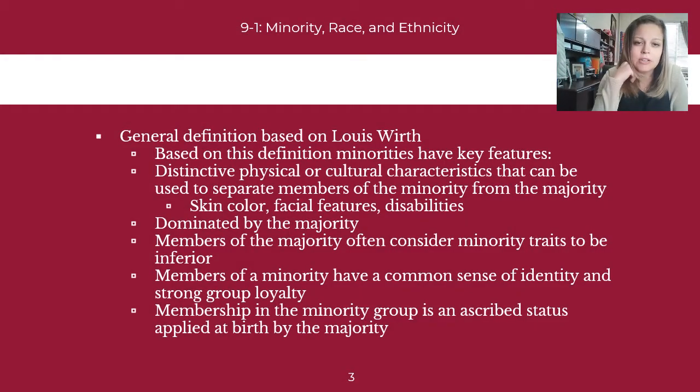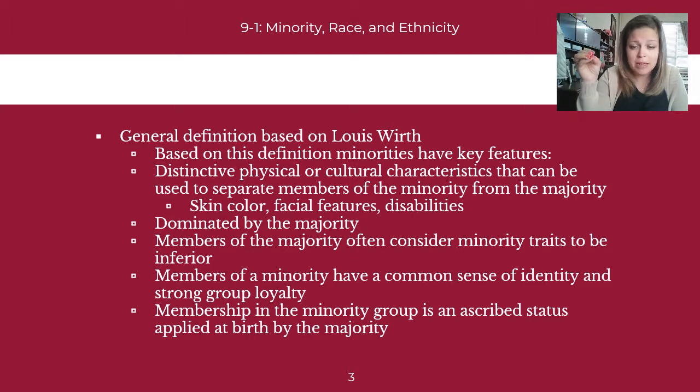So this general definition is based on Louis Wirth, and he's the one that came up with the working definition. And with that, we have key features that a minority has. One, they have a distinctive physical or cultural characteristic that can be used to separate them. This could be skin color, this could be facial features, this could be a disability of some kind. But it has to be something that is distinctive.